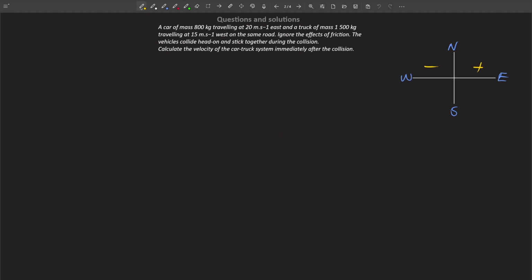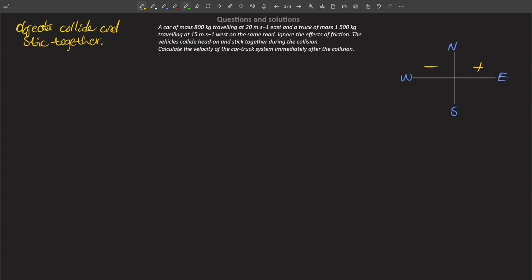This example has conditions. Here, the objects collide and stick together. In this situation, the objects collide and stick together. Okay, let's now read the question.